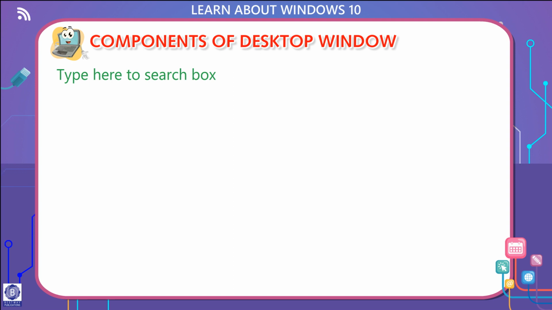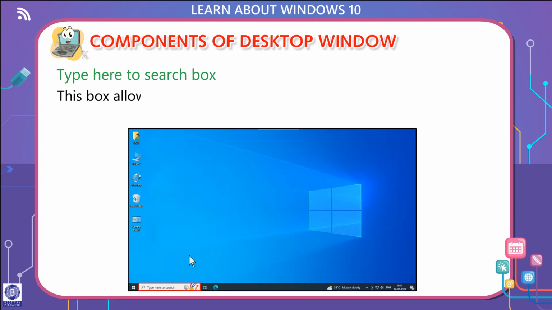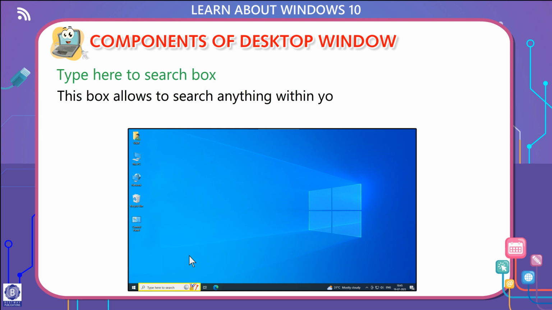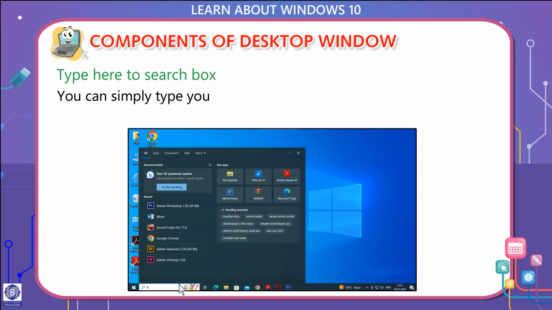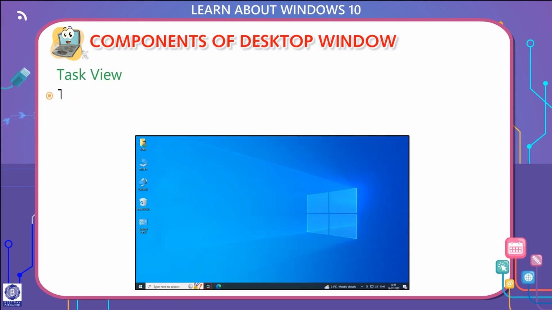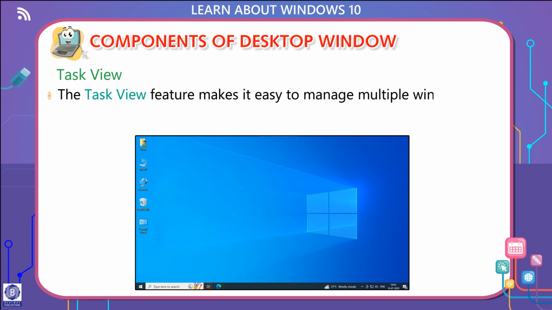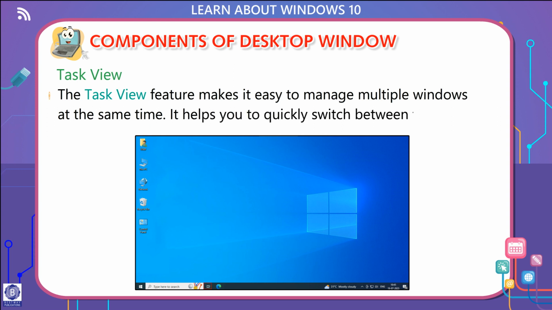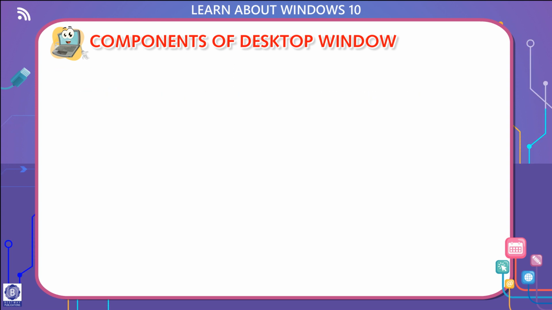Type here to search box. This box allows you to search anything within your computer or from the internet. You can simply type your keywords in the search box and get the results of your search. Task View. The Task View feature makes it easy to manage multiple windows at the same time. It helps you to quickly switch between the open windows.